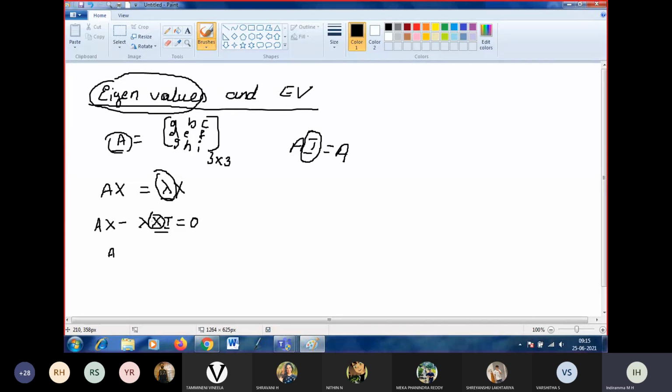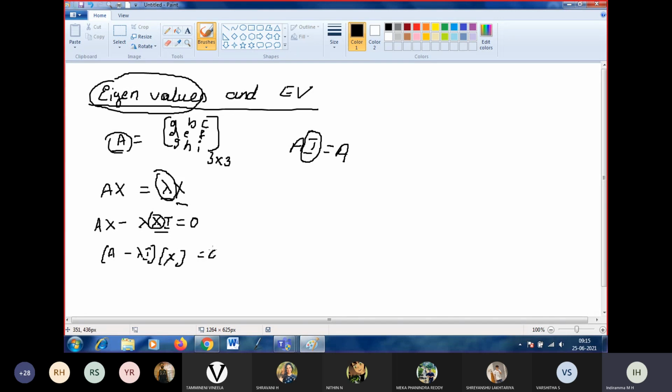Now X is a variable matrix, so X into I will be X only. So X can be written as X into I. Next, I am going to take X common, so we are left with (A minus lambda I) into X is equal to 0.